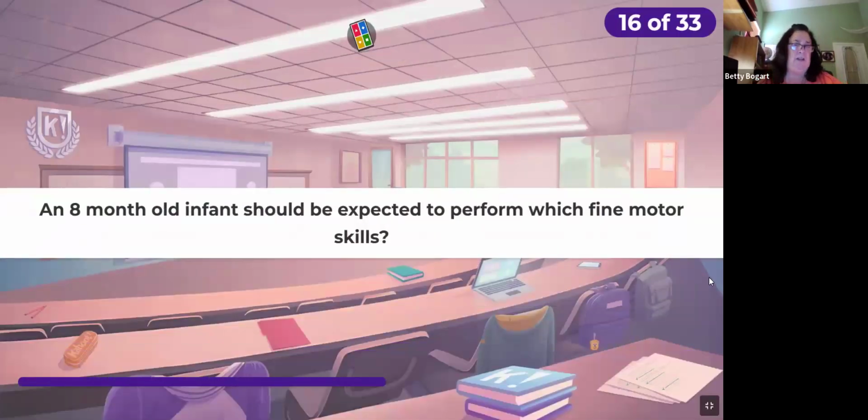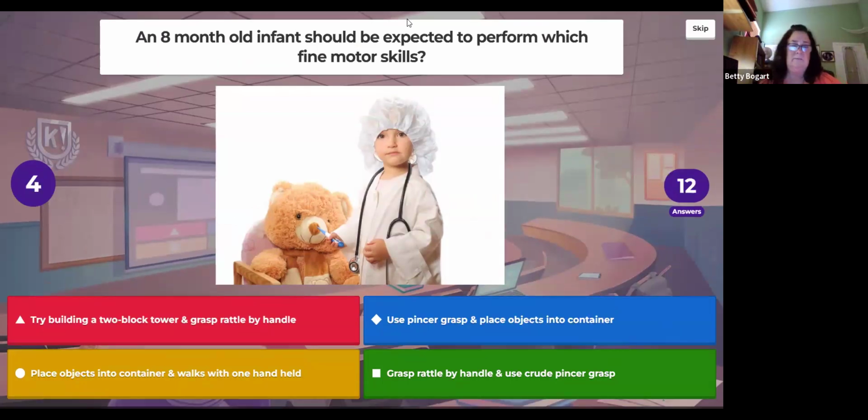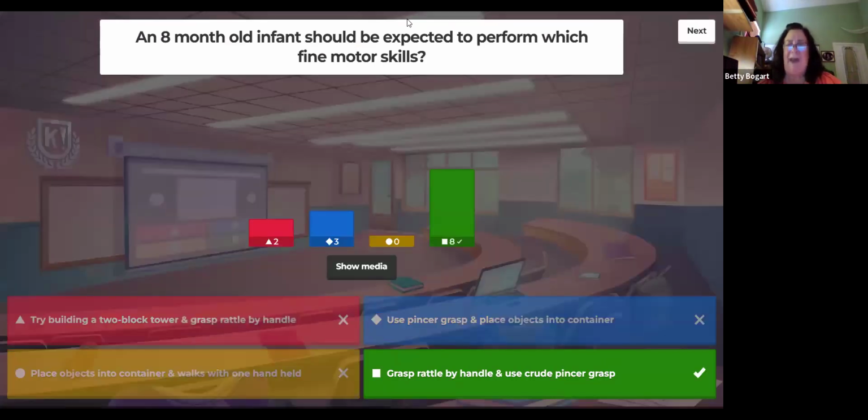An 8-month-old infant should be expected to perform which fine motor skill? So, fine motor is F for fingers. Okay? Fine motor, fingers. What should they do by this age? What do you think, by what I just said about that reflex and that voluntary grasp? They should grasp it and use a crude pincer grasp. Yes. Now, the absolute pincer and putting things in is about 11 months, and then the block tower of 2 is by 12 months, according to the book.